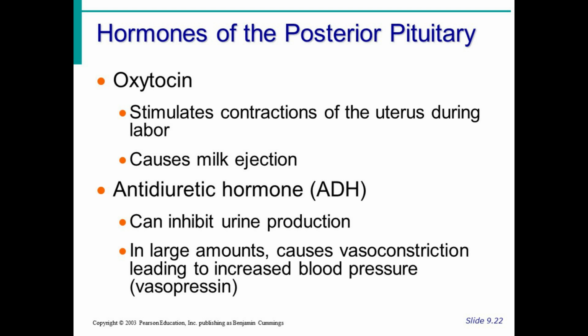Oxytocin stimulates contraction of the uterus during labor, and it causes milk ejection, while antidiuretic hormone can inhibit urine production. In large amounts, it causes vasoconstriction, leading to increased blood pressure. Antidiuretic hormone is also called vasopressin. Antidiuretic hormone has a huge effect on our kidney function and our blood pressure.